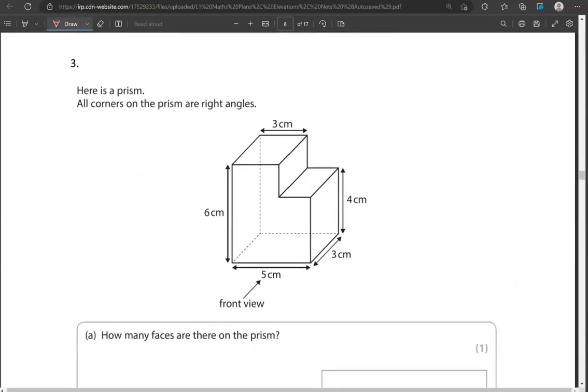Here is a prism. All corners on the prism are right angles. How many faces are there on the prism? So we have this one here, 1, 2, 3, 4, 5, 6, 7, and the one at the front, 8.